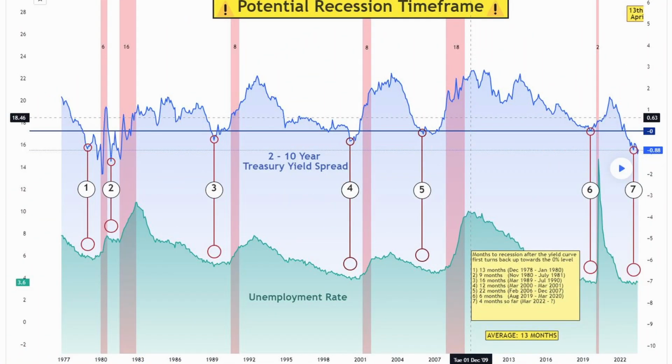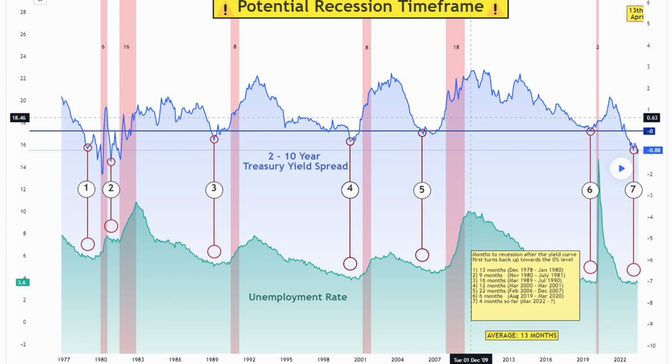So this is from the St. Louis Fed, and the pink lines coming down the middle, those big shaded areas in pink, are recessions. That line that says 0 going across the middle is that inversion line. And then the ups and downs, that blue line, if it goes below the 0 line, that is indicating an inversion. So you'll see the numbers are circled 1, 2, 3, 4, all the way until 7. This chart goes back to 1977.